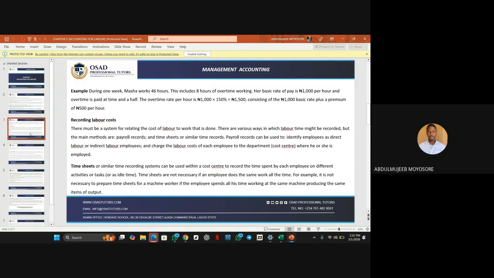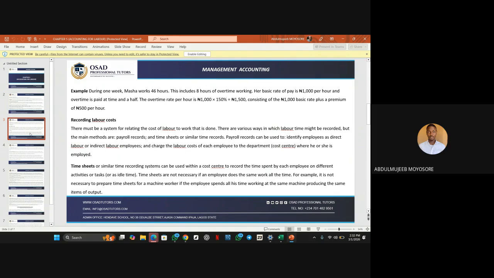Okay, let me quickly run through this example. During week 1, Marshall works 46 hours. Let's understand the question, right? Marshall works 46 hours. This includes 8 hours of overtime work. How many hours of normal work? 38 hours of normal work and 8 hours of overtime work.